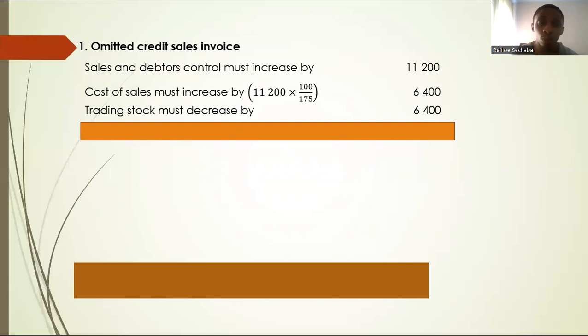100 represents the cost price, but the selling price is already at 175 because we've already added the markup to it, all right? So that is why we multiply by 100 and we divide it by 175, and that gave us a cost price of 6,400. Remember, sales entry affects four accounts. As I've mentioned, it's sales and debtors control at selling price, cost of sales and trading stock at cost price.